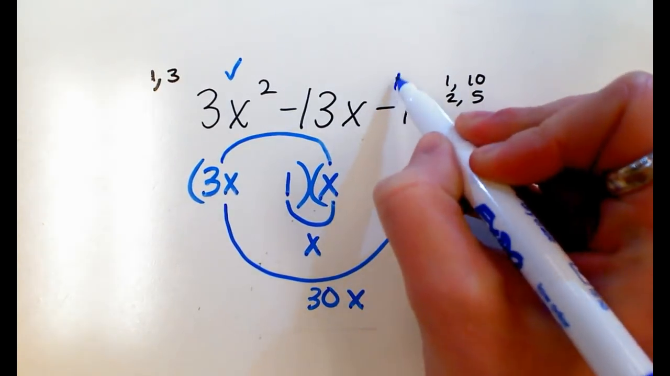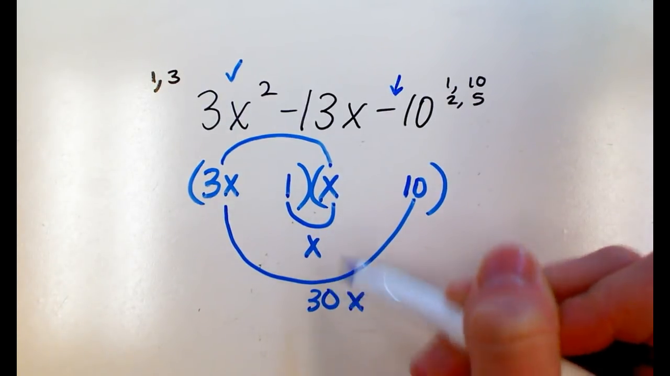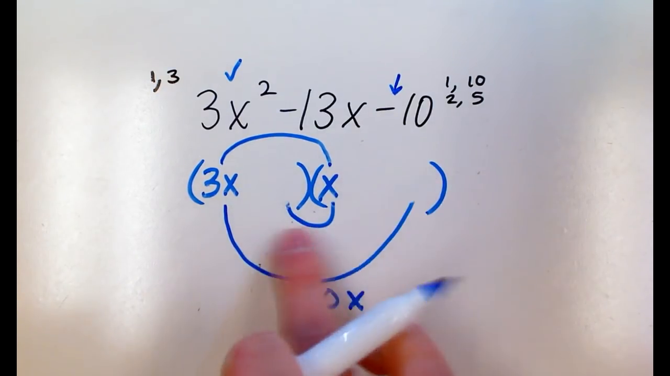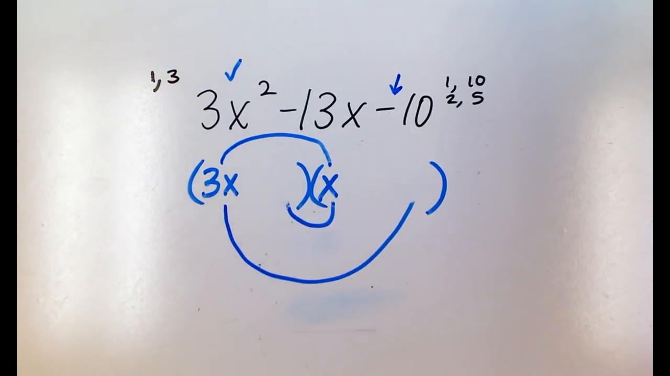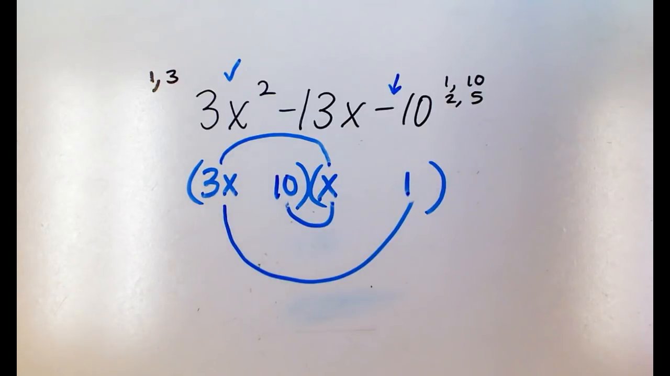Notice it multiplies to a negative number. So that means one of them is positive and one of them is negative. So this will not work out. So I'm going to erase that. And I'm going to try 1 and 10, but in different positions. So I can put 10 here and 1 here.